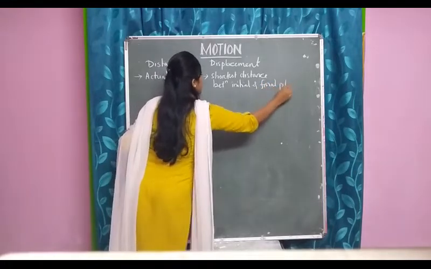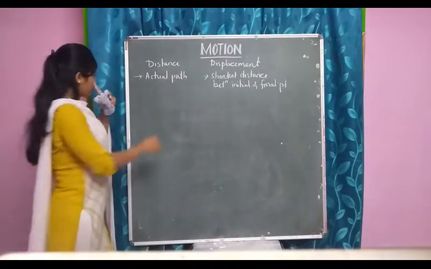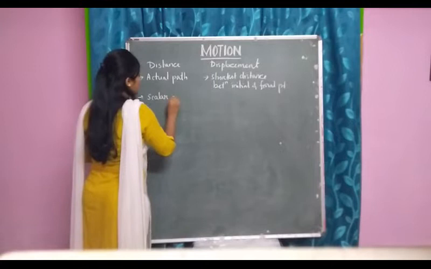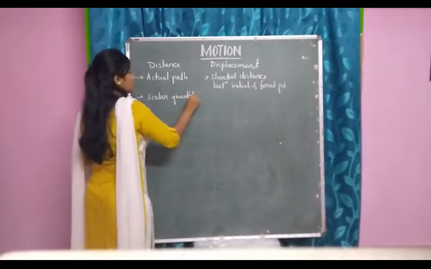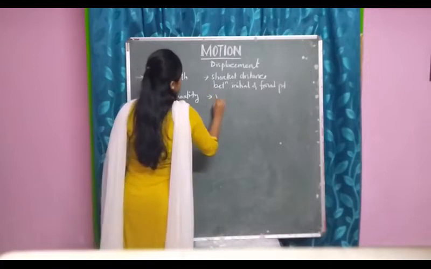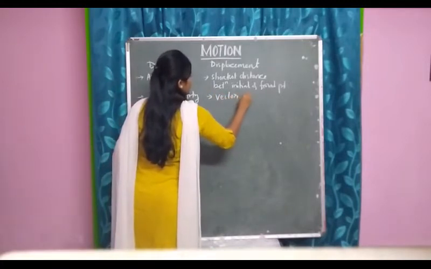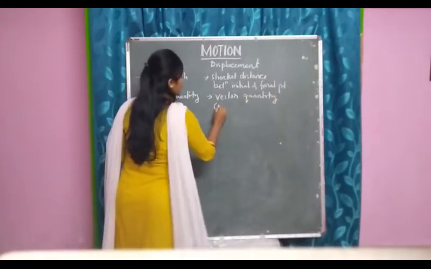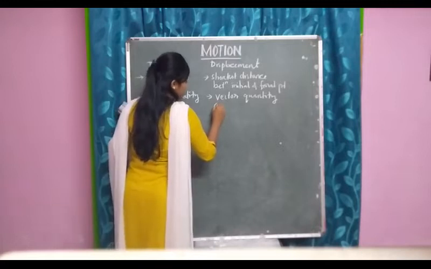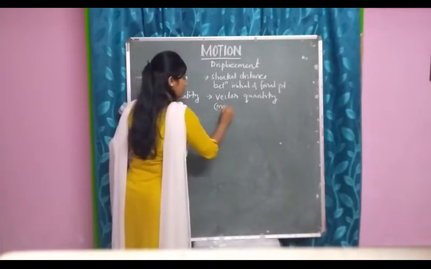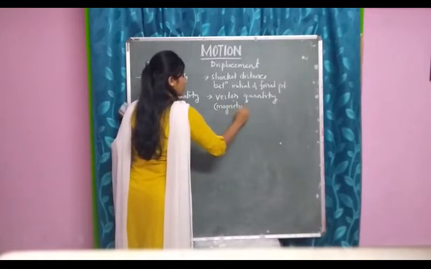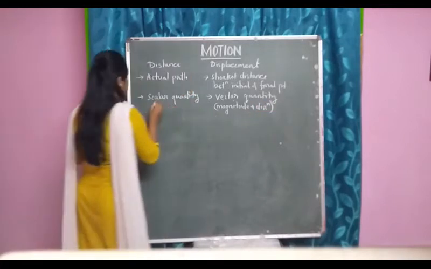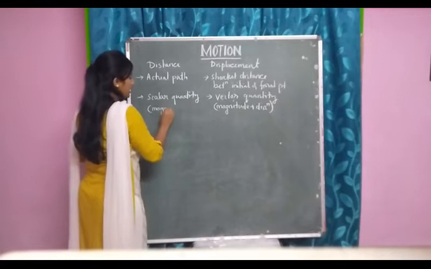The second point is that in order to define the distance, we require only a numerical value. So distance is termed a scalar quantity and displacement is a vector quantity. Vector quantity means you require the numerical value, which is termed magnitude, plus a direction, whereas for a scalar you require only magnitude.